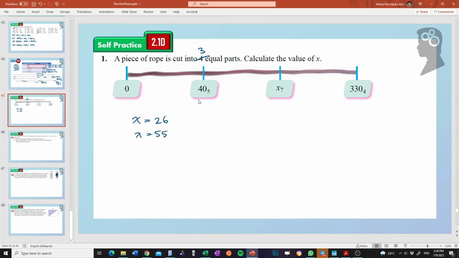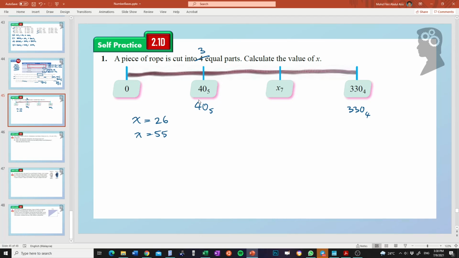Lupa. Macam nak tukar base 10? Yang mana satu nak tukar base 10? 40 ke? 330? Oh, kita nampak lah. Okay, ada 2 different answers. Okay, remember this is 40 base 5 and this is 330 base 4.